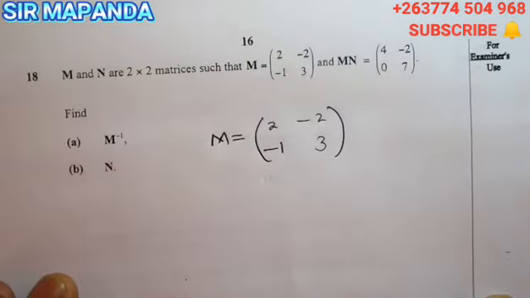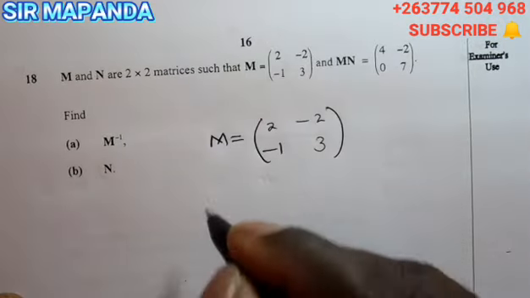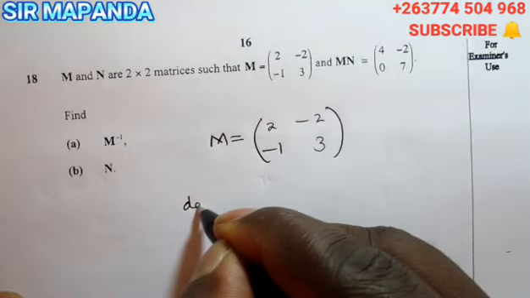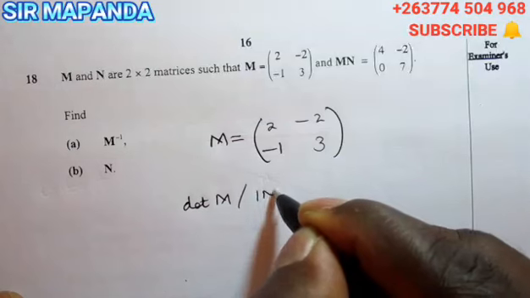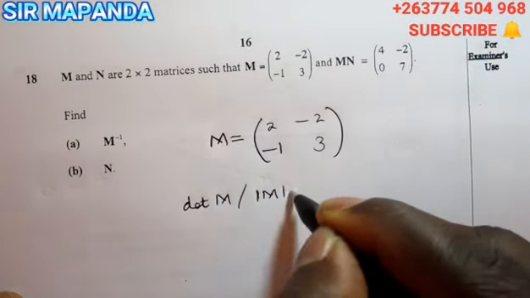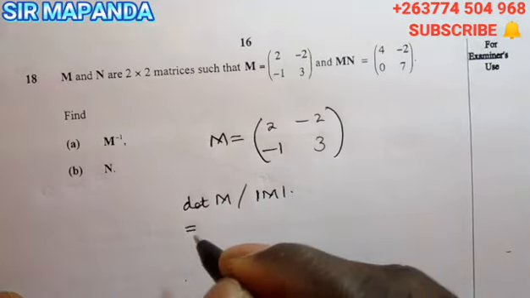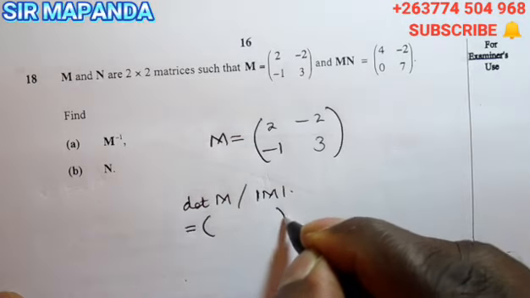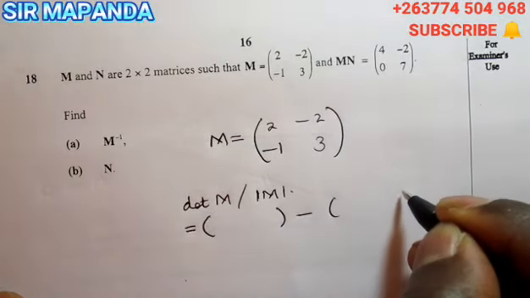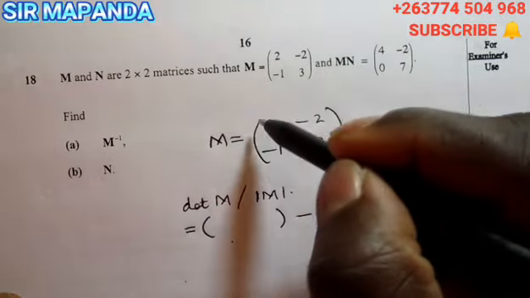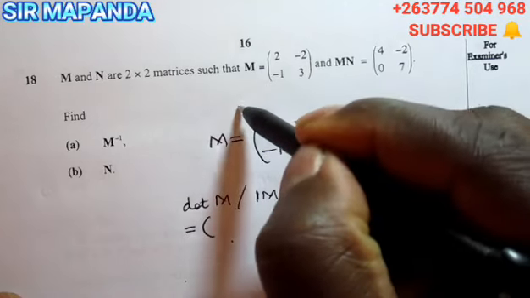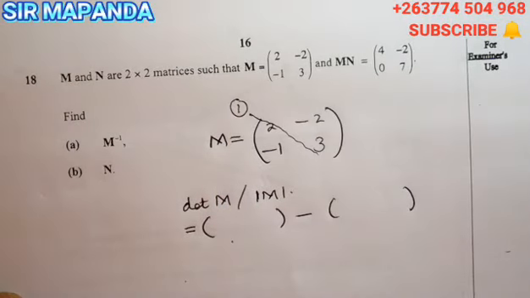So for a 2 by 2 matrix, you want to find the inverse. You start by identifying the determinant of M, which is usually denoted in this format. The determinant of M is found by the formula bracket minus bracket. The first bracket is obtained by the product of the numbers in branch 1. I hope you are following.